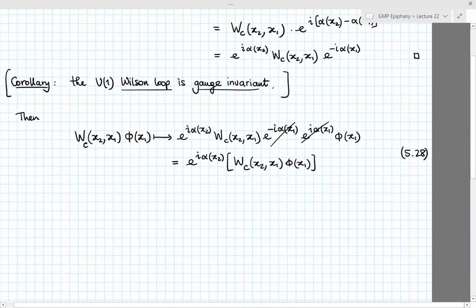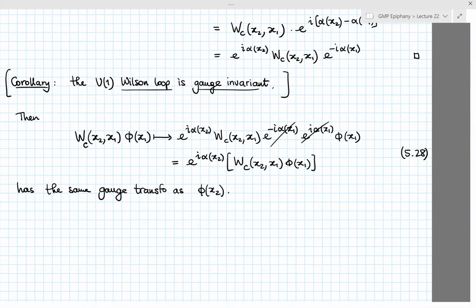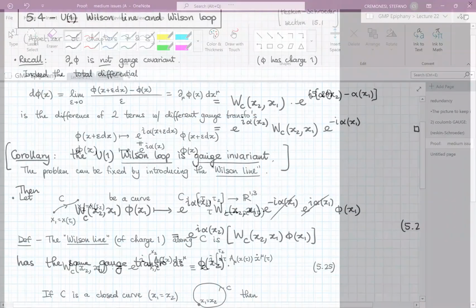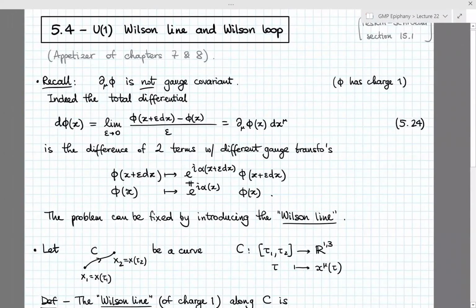So this product here has precisely the same gauge transformation as phi of x2. So if we go back to the beginning of this section, we had the problem when we looked at the gauge transformation of the total differential here, that the two terms that we were subtracting had different gauge transformations. But now we can fix that by using the Wilson line.